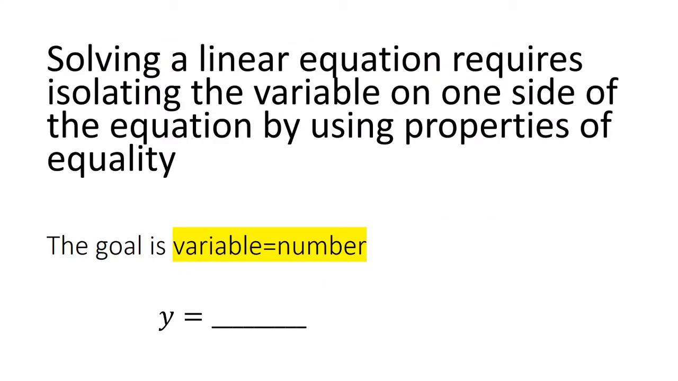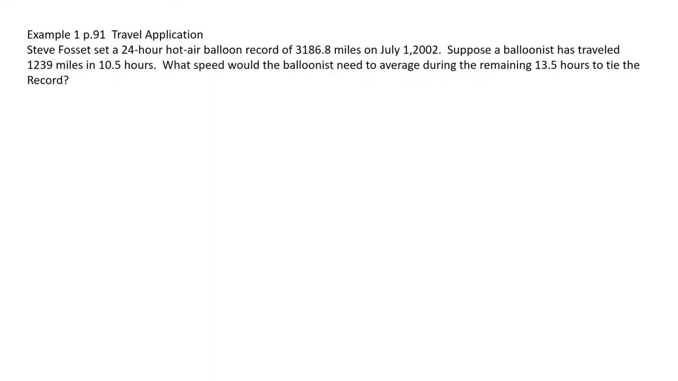So let's get going. Today we're going to be solving linear equations, and the main thing that you're going to have to do is isolate the variables on one side of the equation by using properties of equality. So your goal is going to be to have a variable on one side and a number on the other. So your answer is going to look like y equals something. Here's the first example we're going to look at.